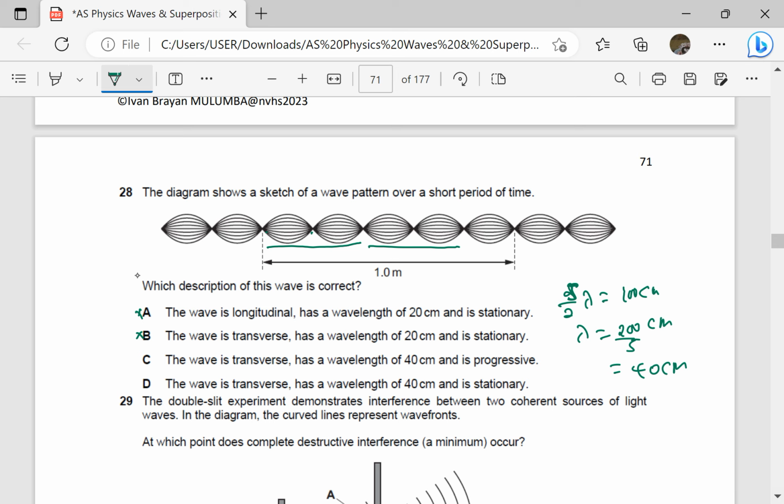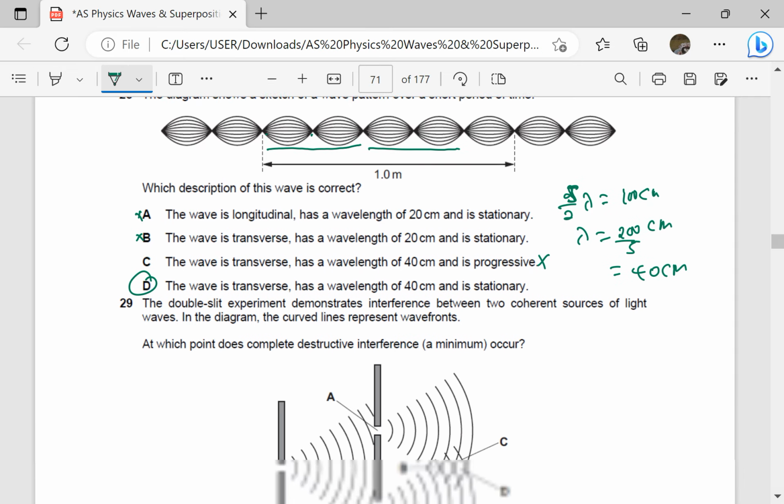The wave is transverse and has a wavelength of 40 centimeters and is stationary. So it is transverse, having a wavelength of 40, and it is forming a stationary wave. It is not progressive. There is no transfer of energy there.